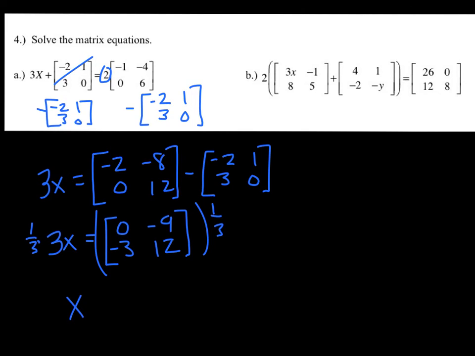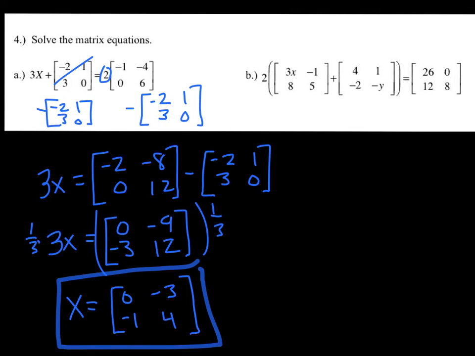So x is going to be the matrix value of 0 times 1/3 is 0. Negative 9 times 1/3 is negative 3. Negative 3 times 1/3 is negative 1. And 12 times 1/3 is 4. So we did solve for our x. It's just that it's not a single value. X is actually equal to a single matrix. But it's still essentially just following your order of operations. Just making sure that you keep your matrix together as a whole as you operate with it and move it from here to there. So let's look at letter B.